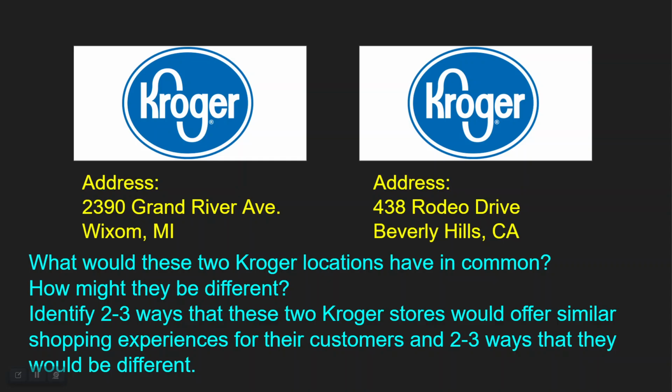Identify 2 or 3 ways that these two Kroger stores would offer similar shopping experiences for their customers, and 2 or 3 ways that they would be different. So we're looking at, again, one Kroger that's located in Wixom, Michigan, and then another Kroger that's located in Beverly Hills, California. Go ahead and pause the video, take a second, and just jot down a few ideas about how you think these two Krogers would be similar, as well as what would be some of their key differences.